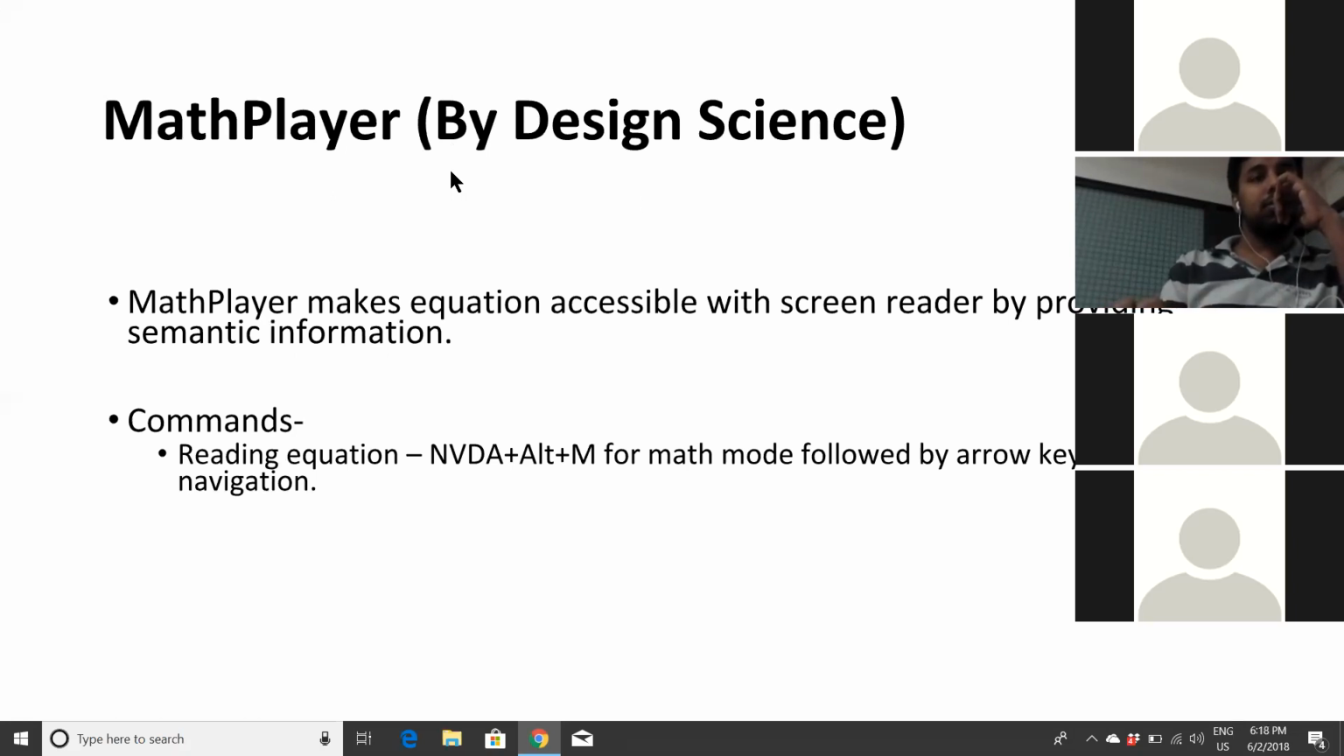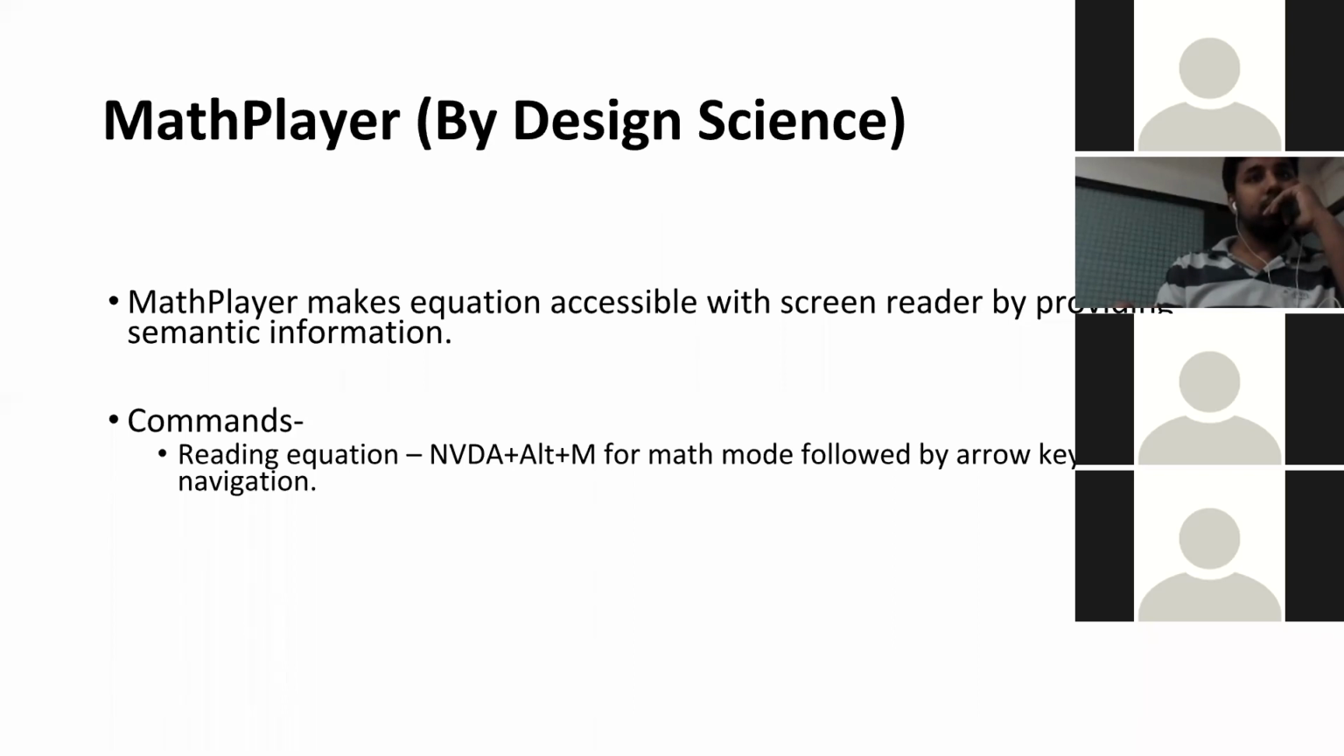So NVDA, which is the screen reader that Venkatesh talked about briefly before, also allows you to essentially use the mathematics mode. So you can see on the slides, there's a command called NVDA key plus Alt plus M that helps you go into the math mode, and then you can use the arrow keys or the direction keys to navigate any mathematical equations. So this capability is also inbuilt or is provided by NVDA, including in Office. So this is again another screen reader that you can use to do math.